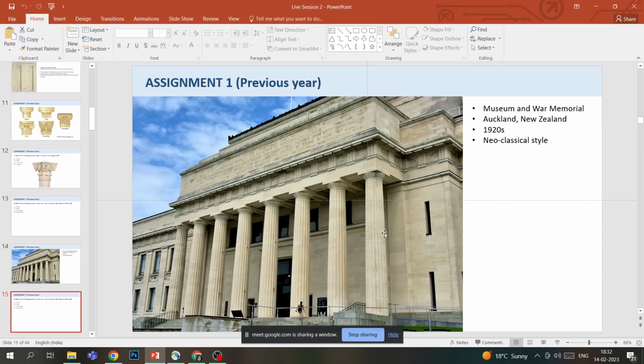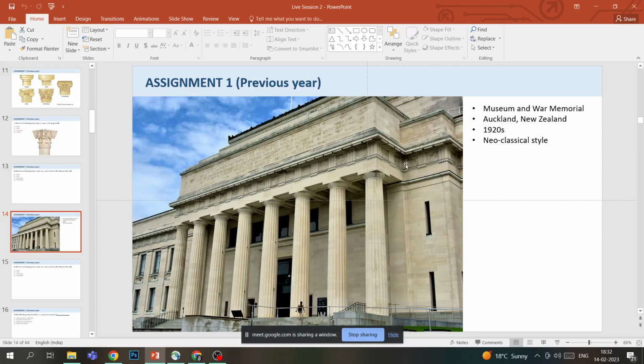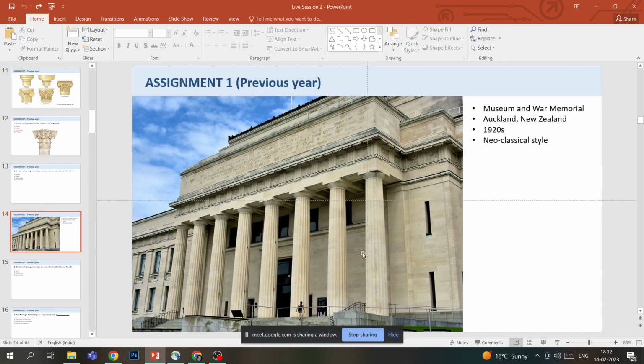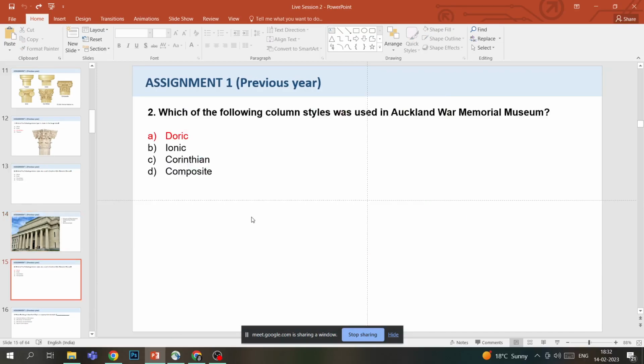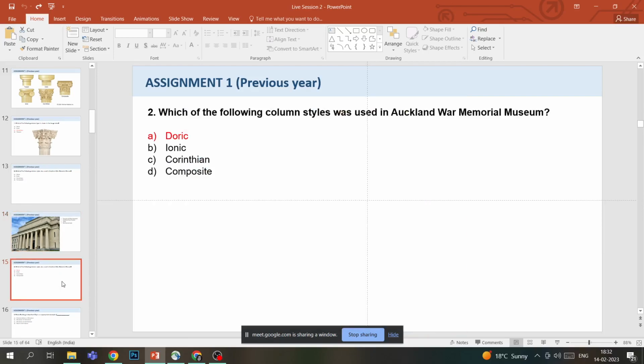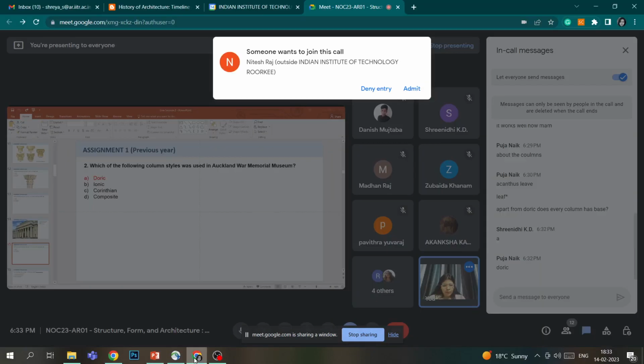As you can see very clearly in the columns, you see flute-like structures. That means it is not Tuscan. You see very plain capitals. That means it is not Ionic or Corinthian. So the answer would be Doric. So you have to remember the features of these columns.